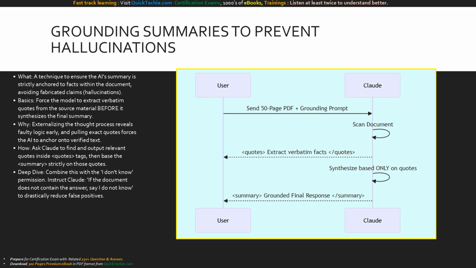The user sends the 50-page PDF with a grounding prompt. Claude scans the document, but notice the crucial intermediate step. Claude outputs the raw, verbatim quotes first. It establishes a factual workspace. Only then does it synthesize the data, delivering a grounded, hallucination-free final summary back to the user.